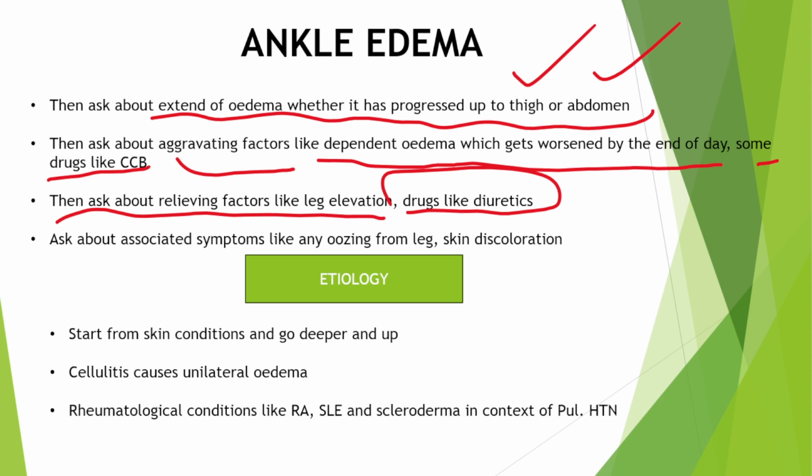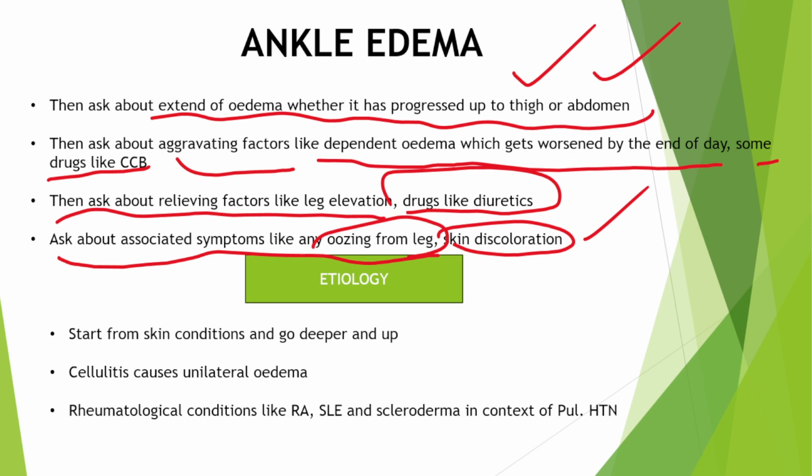Then we will ask about certain symptoms like any oozing from the leg, or any skin discoloration. Chronic venous insufficiency leads to skin discoloration, while oozing from the leg can occur sometimes in congestive cardiac failure, cirrhotic, and nephrotic patients. They have some oozing of fluid from the legs.